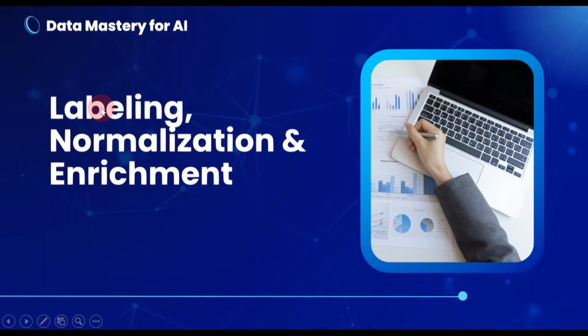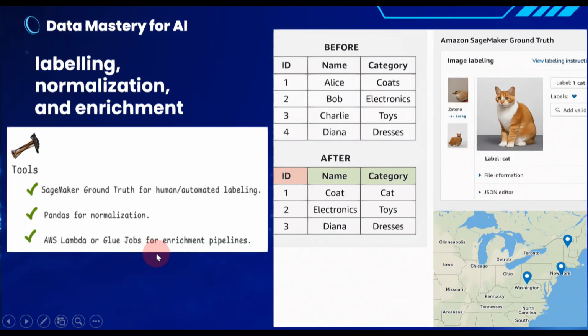Now let's understand normalization. Normalization means scaling numeric values, aligning text like uppercase versus lowercase, and ensuring consistent units. Enrichment is adding value, like geocoding IP addresses or enriching timestamps with time zones. Okay guys, so in this section we talked about labeling, normalization and enrichment.